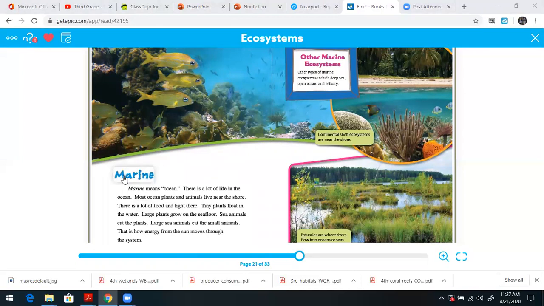So if we think about main idea, the main idea of this paragraph is the ecosystem of marine life. So all of these sentences are those supporting details that support marine ecosystems.